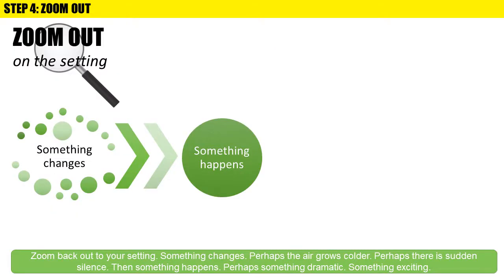Next, after describing our character, we need to zoom back out to the setting and the action. This time, something changes. Perhaps the air grows colder, perhaps there is sudden silence, maybe the weather changes. Then something happens. Perhaps something dramatic, then something exciting. Remember, we zoom out, something changes, something happens.